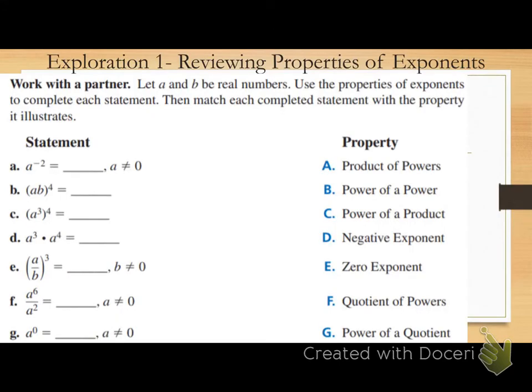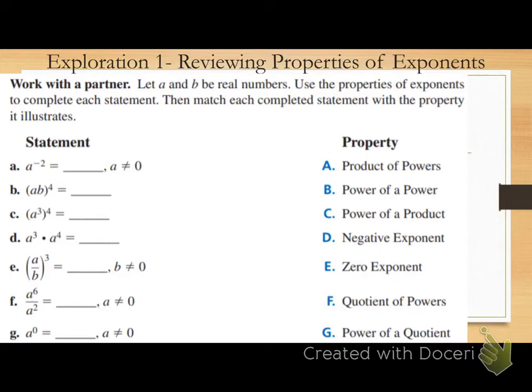So I want you to work with each other on this first slide. Let A and B be real numbers. Use the properties of exponents to complete each statement. Then match each completed statement with the property it illustrates. I want you to try to remember these things from Algebra 1. Try. I said try.